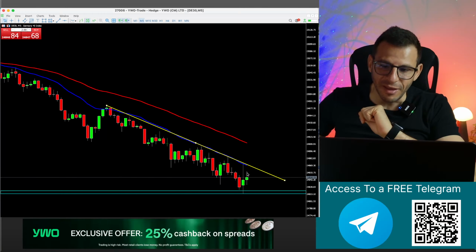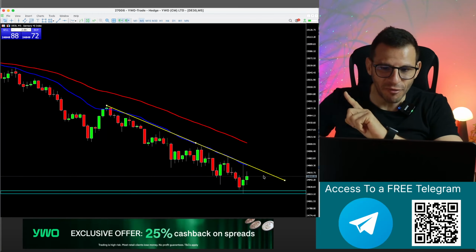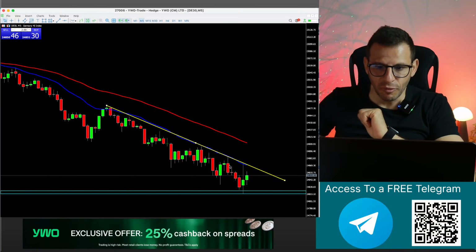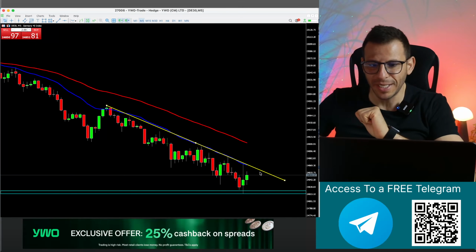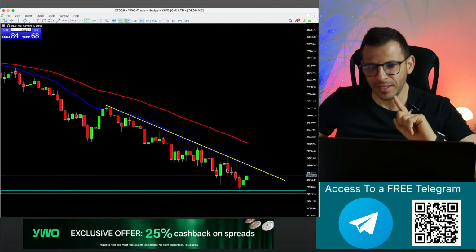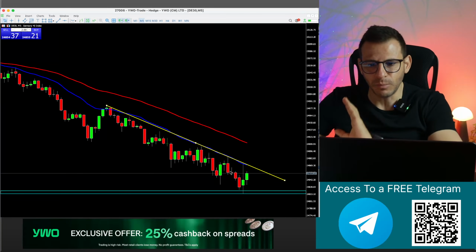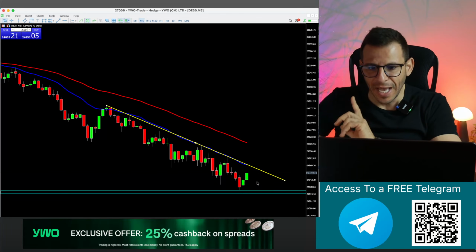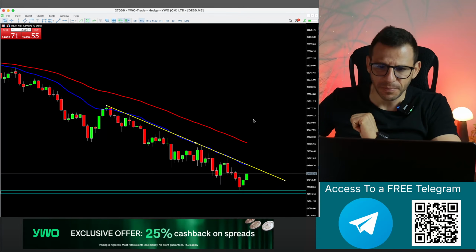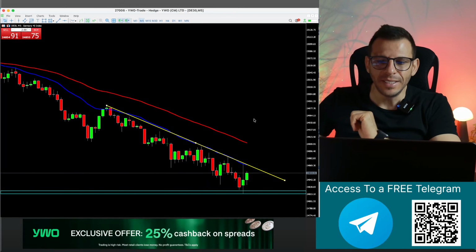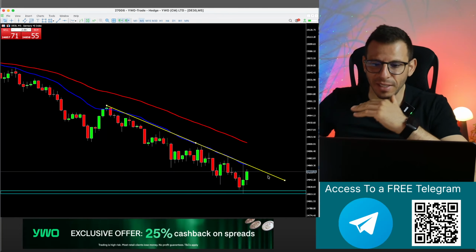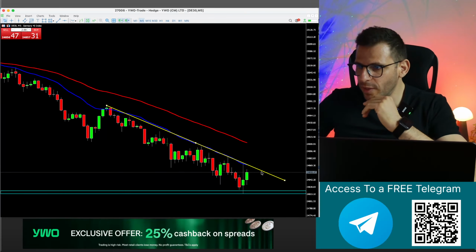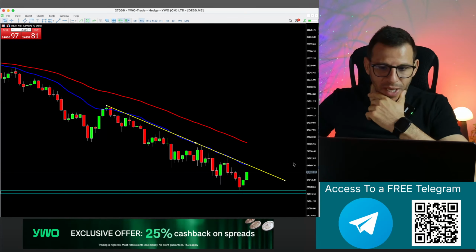Now, the break of the trend line will be the first sign, and you can apply this in any market. In a downtrend, the break of a downward trend line is the first sign that the market lost its downward momentum as it used to have. After the break of the trend line, we want to see a new higher high. If we see that, then we can trade long if we want to.